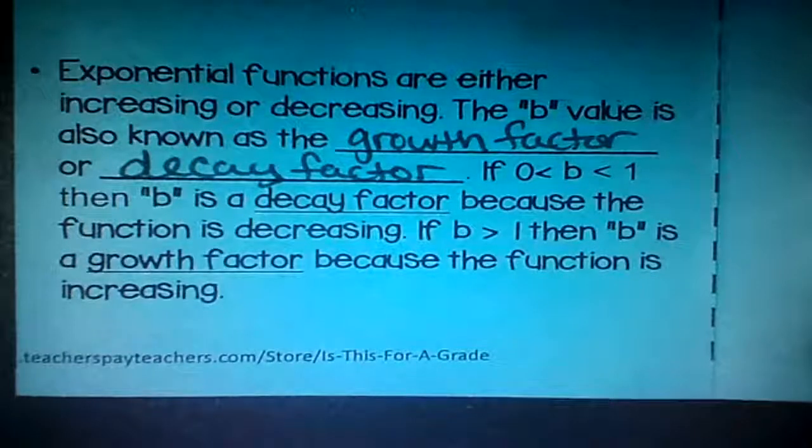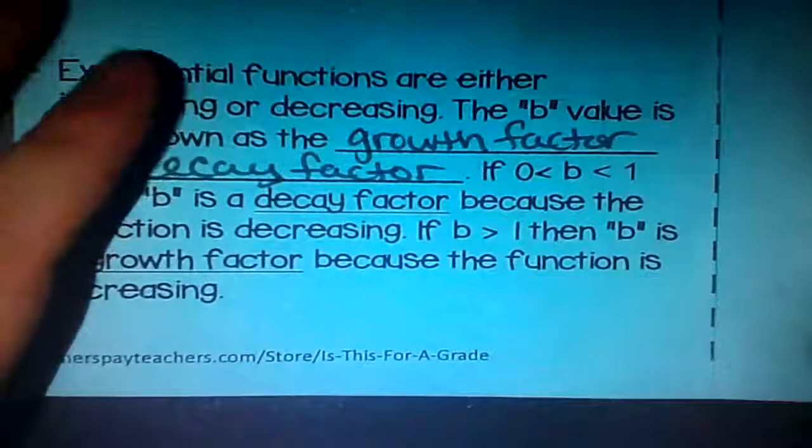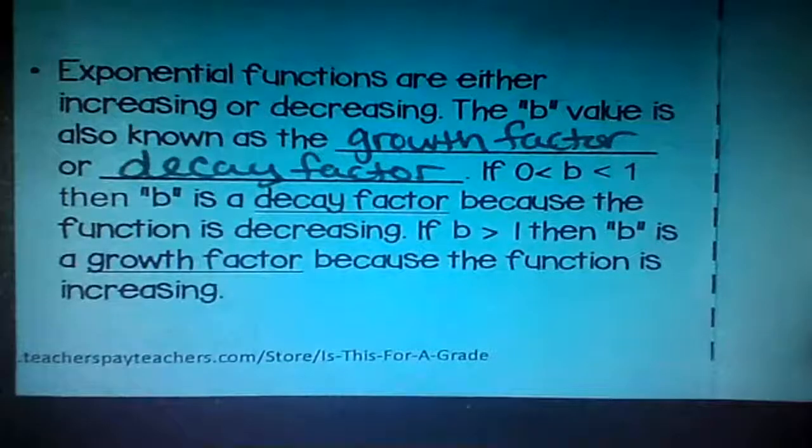If my B value is somewhere between 0 and 1, we have what we call a decay. We're looking at something like 1/2, 1/4, a fraction that is between 0 and 1. Notice my B value will never ever be negative. If it's greater than 1, like 1.5 or 14, it's a growth factor. It's getting bigger. Yes, it can be 1.5. It just can never be negative 1.5.